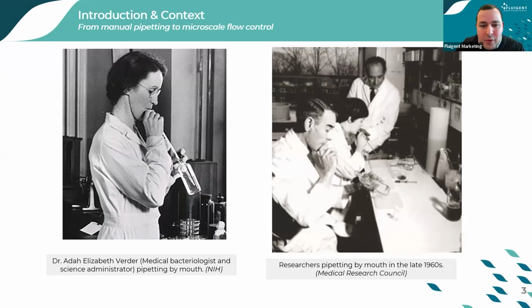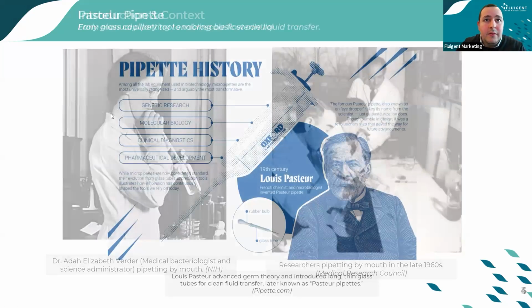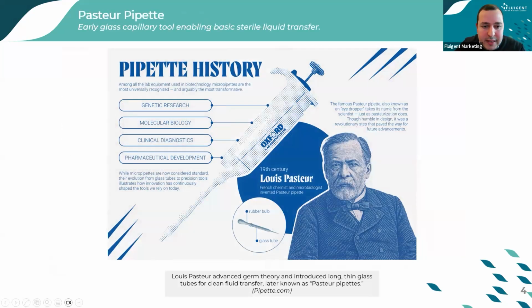That's why we have come a long way since mouth pipetting, moving towards tools that provide both safety and reproducibility. This evolution represents the first steps of the long journey towards standardized and controlled laboratory techniques that we rely on today. One of the evolutions that was made was the Pasteur pipette, which was one of the first tools designed to improve safety and sterility in the lab.